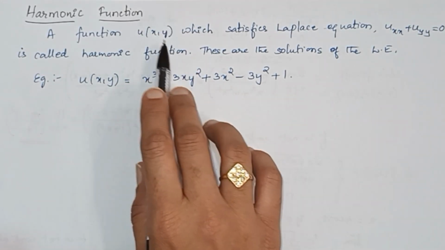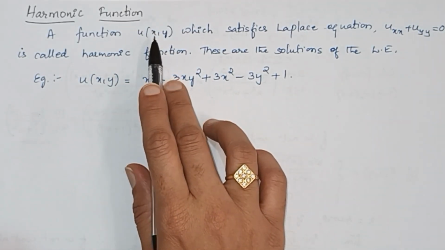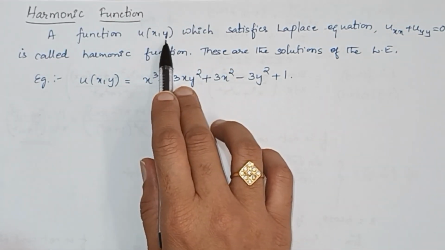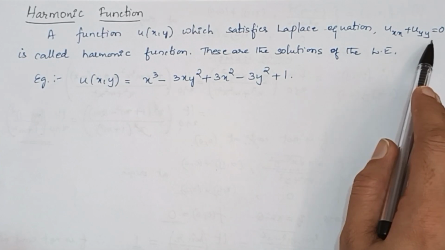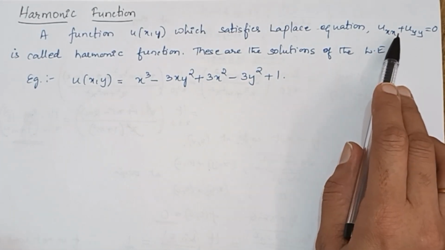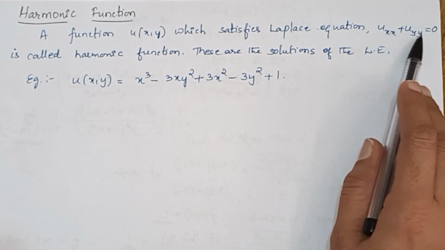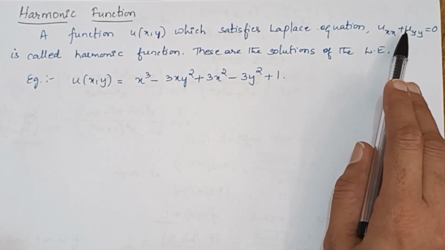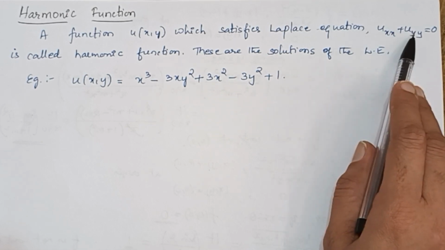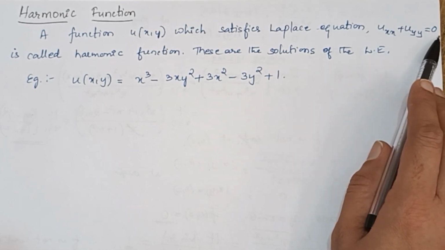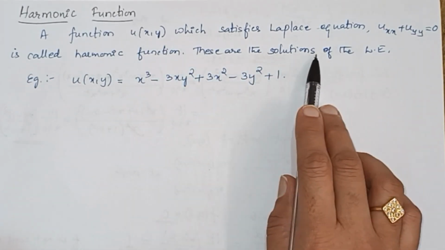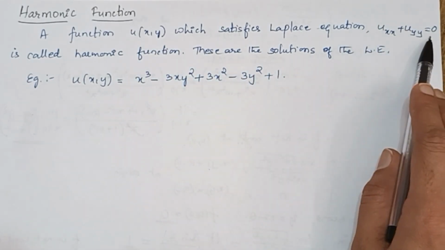Here I have considered a two variable function. Variables are x and y. If a two variable function satisfies this Laplace equation, the partial derivative of u with respect to x twice, plus the second order partial derivative of u with respect to y, if you add them both, then we have to get equal to 0. That is, harmonic functions are the solutions of this Laplace equation.